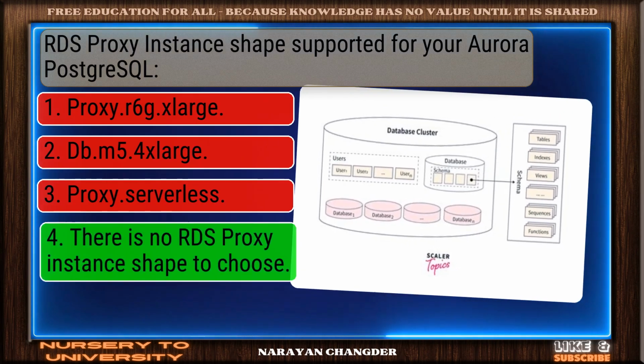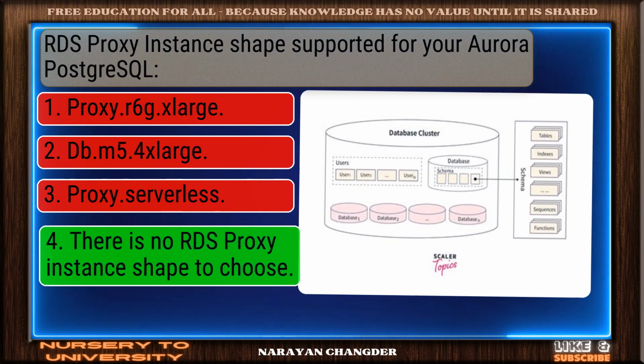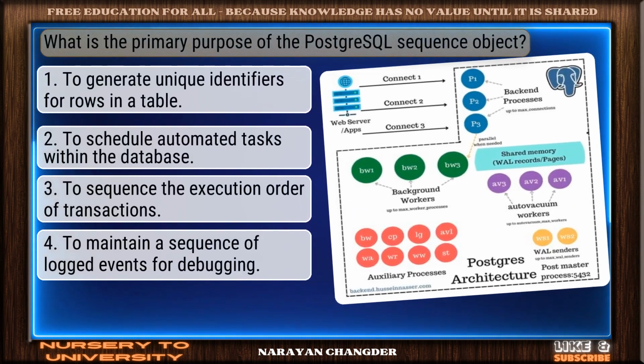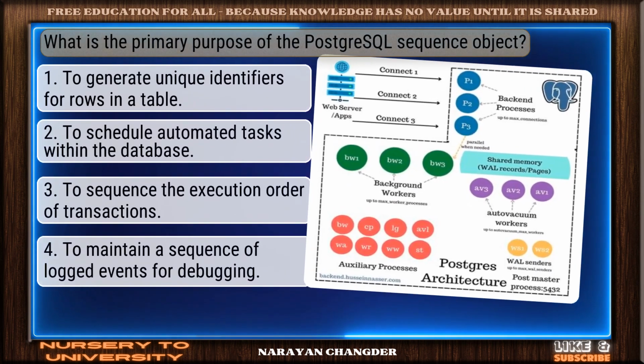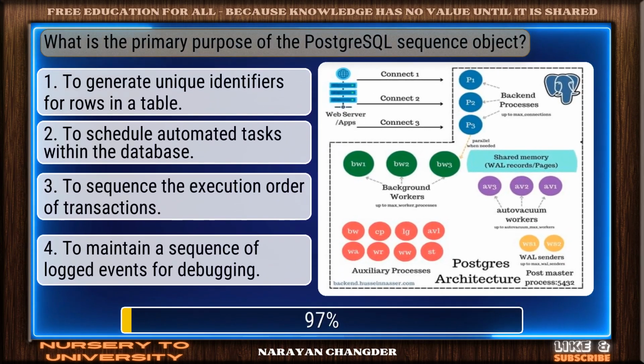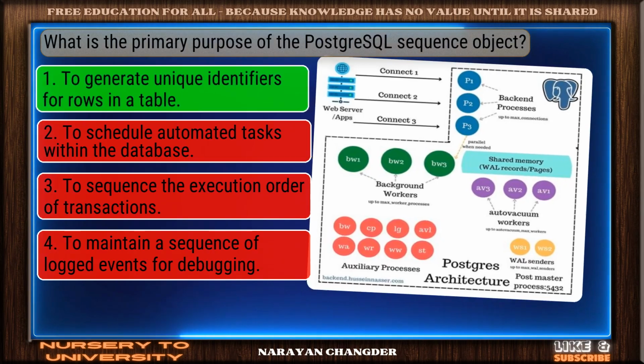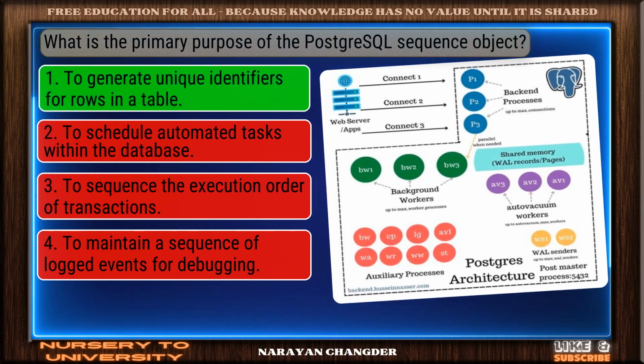Great job. There is no RDS Proxy instance shape to choose is the accurate answer. Question number 42. What is the primary purpose of the PostgreSQL sequence object? Nice work. You chose to generate unique identifiers for rows in a table, and it is correct.